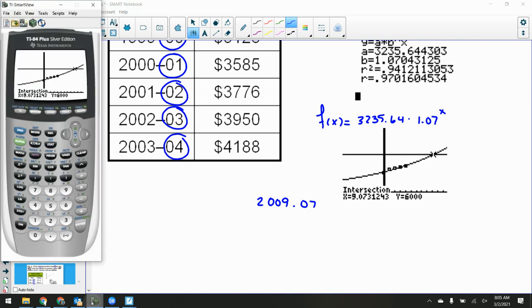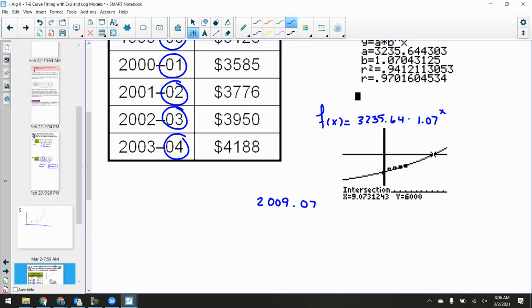So if we actually took that 9.07, we would say really it's in the 2009-2010 year, because it's just a little bit above. But honestly, this number is fine. I would accept any of those. But basically, interpret your answer based on what you see.